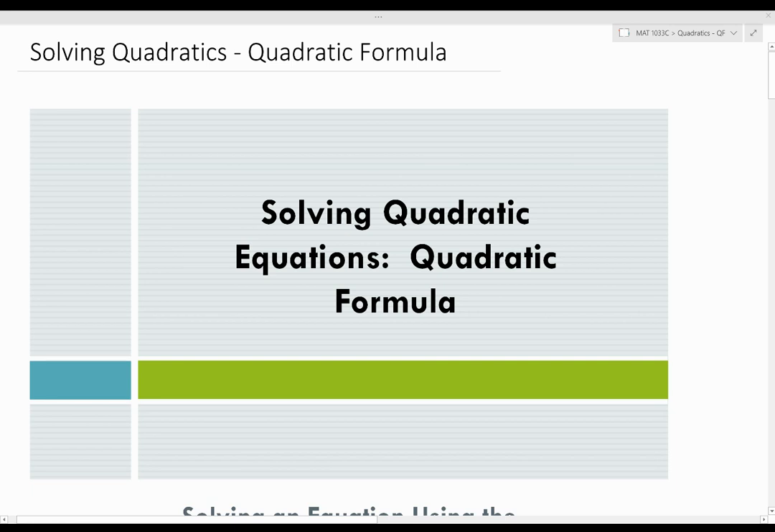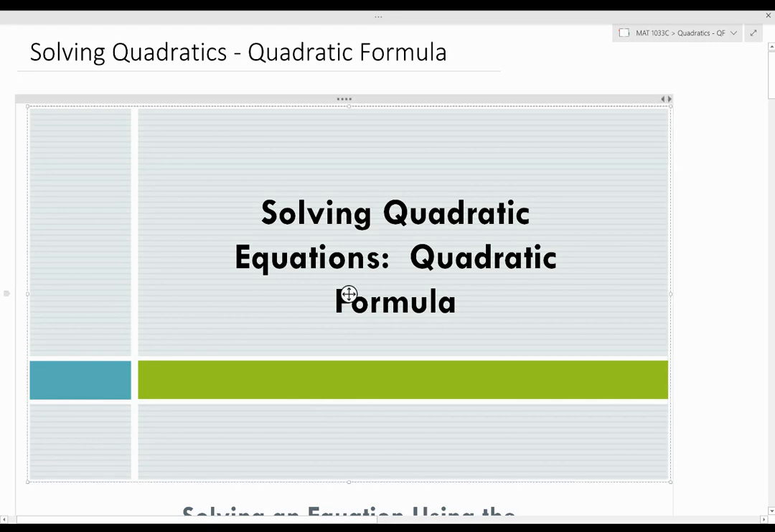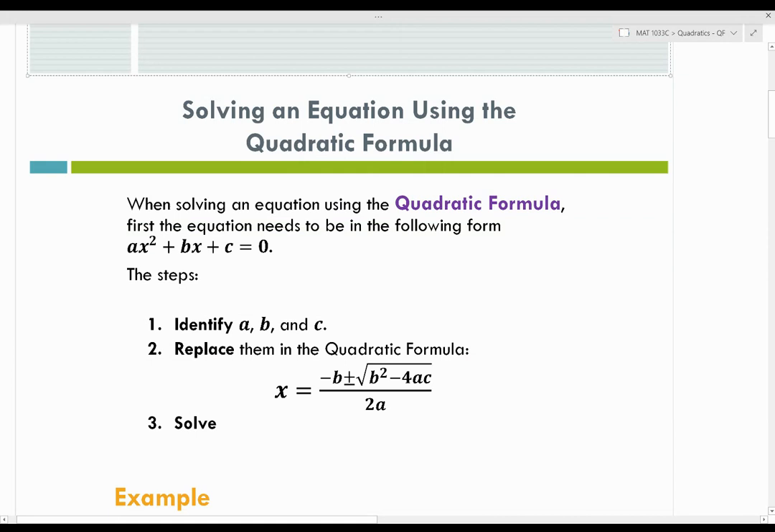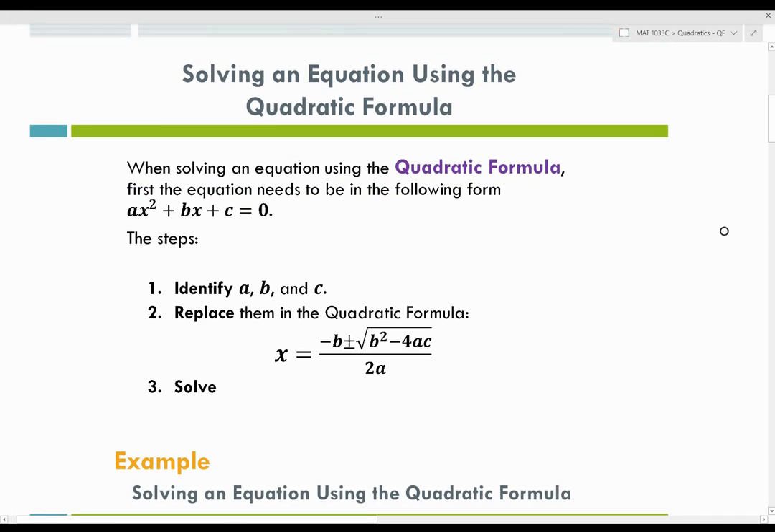Hey you guys, in this section we're going to be talking about solving quadratic equations using the quadratic formula. Before we get into some examples, let's get into the steps. When solving an equation using the quadratic formula, first the equation needs to be in the following form: ax squared plus bx plus c equals 0. This is also called standard form.